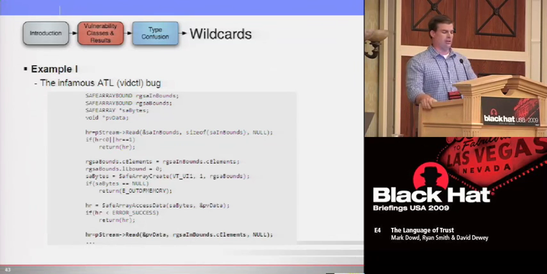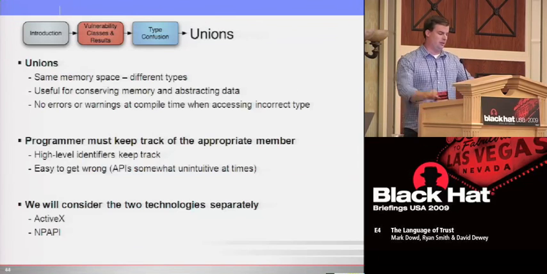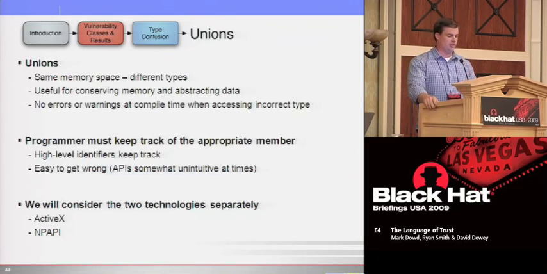So Ryan talked about the idea of type wildcards. I'm going to talk about the concept of a union. A union is a way in code to represent multiple different data types within the same memory space. It's useful for conserving memory and abstracting data, and there's no warnings at compile time when you access the incorrect data type. The compiler really has no concept of what your intent was.